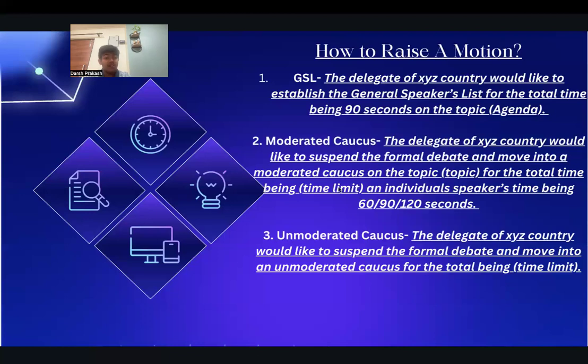for the total time limit, 20 minutes, 15 minutes, and individual speakers time being 60, 90 or 120 seconds. And extremely sorry, here in the GSL, I wrote total time. It should be individual speakers time, right?